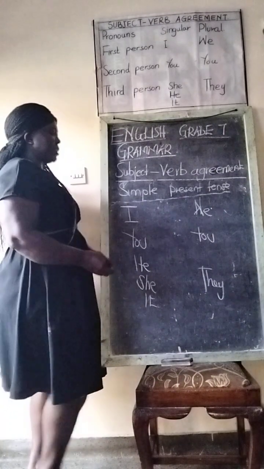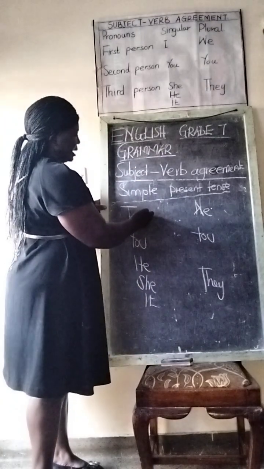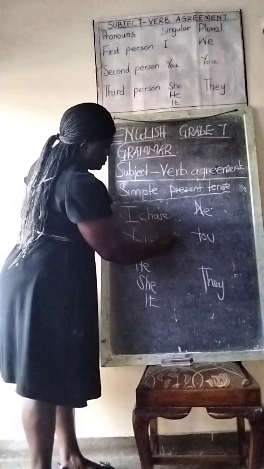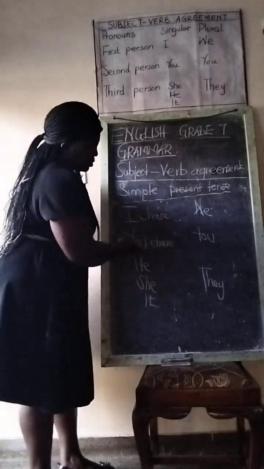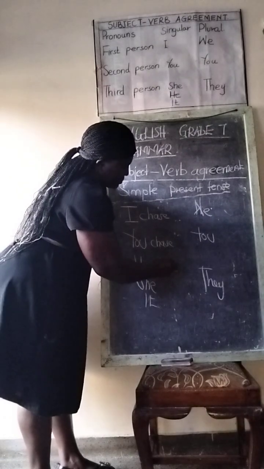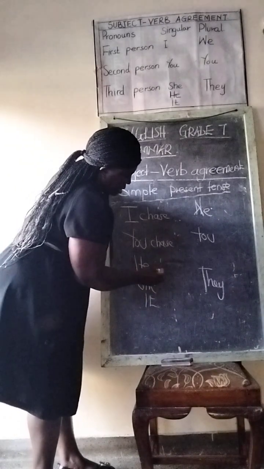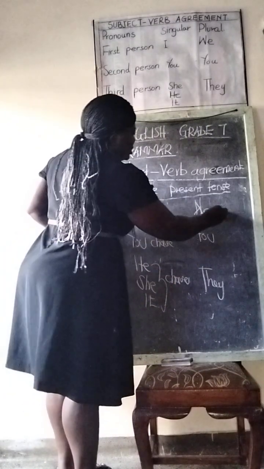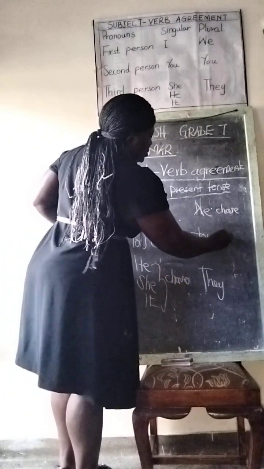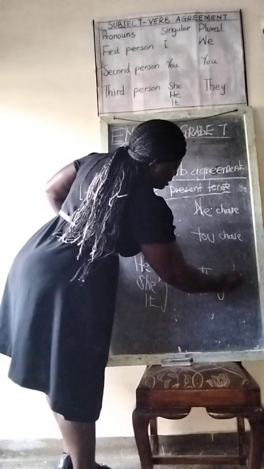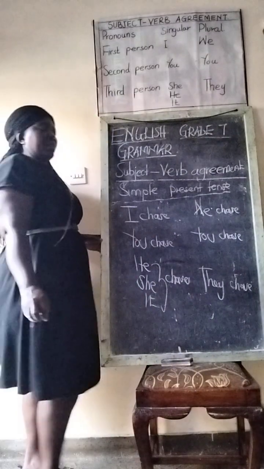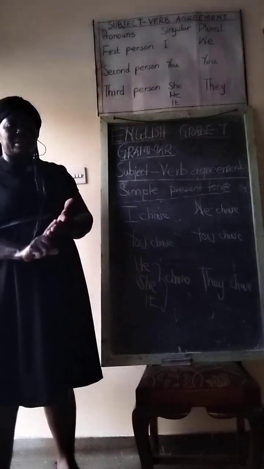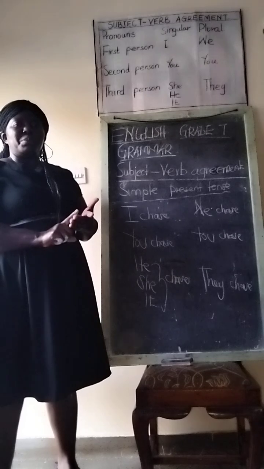Take for example the verb chase. We say I chase, you chase. He, because it's singular, you say he chases. Then we chase, you chase, they chase. Once again, singular subject goes with singular verbs. Plural subject goes with plural verbs.